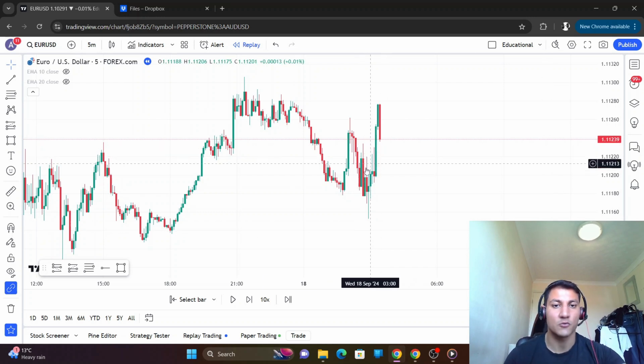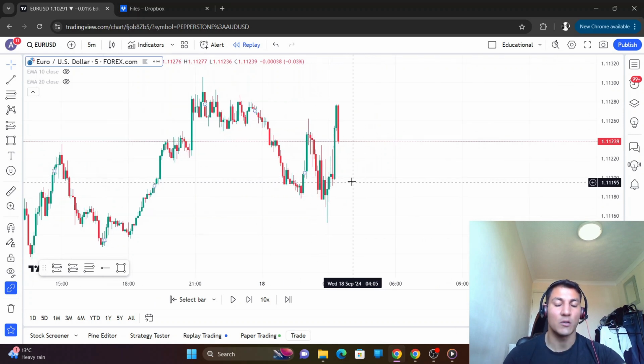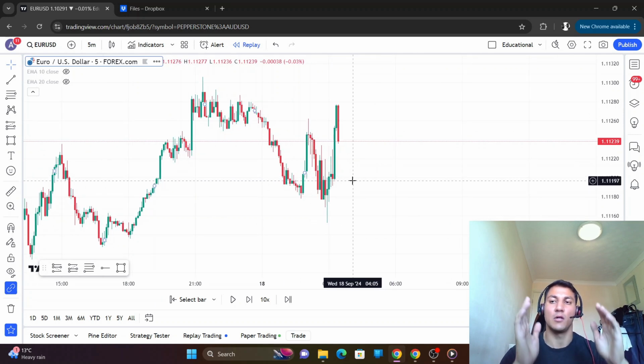And this is what no one tells you about in London. It's a 2-hour window you've got, because a lot of the good setups will happen between 4 till 5 a.m. So don't limit yourself to 3 till 4 a.m. It's 3 till 5 a.m.